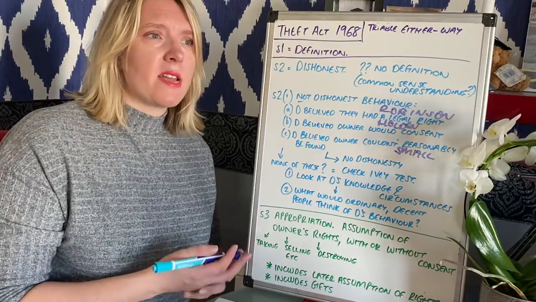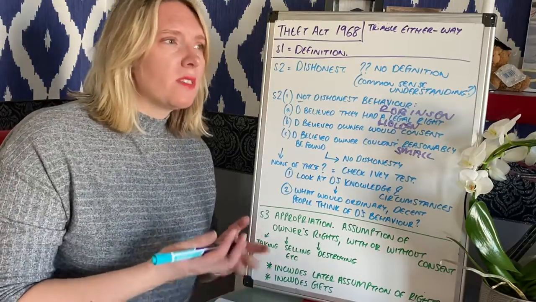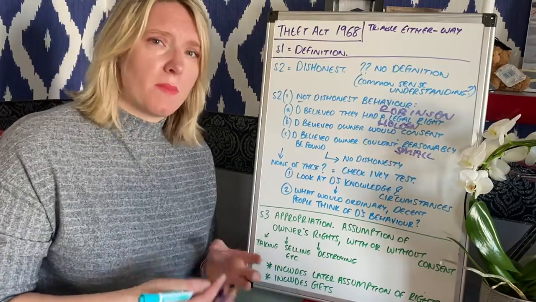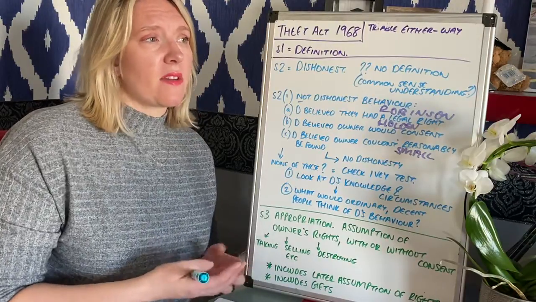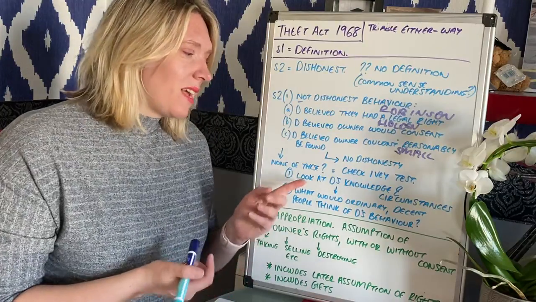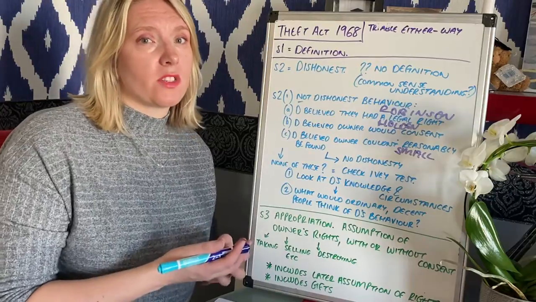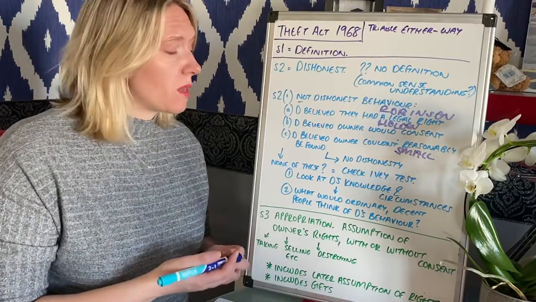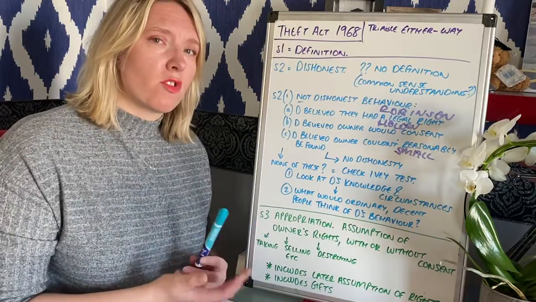What would ordinary, decent people think of this person's behaviour? Would reasonable, ordinary, decent people judge their behaviour as dishonest? So, for example, it could be that in Ivey, although he genuinely believed he wasn't cheating, he knew that he was trying to adjust the odds through edge sorting. He knew that he was trying to do something a bit different. And ordinary people, the court felt, would judge that behaviour as dishonest.